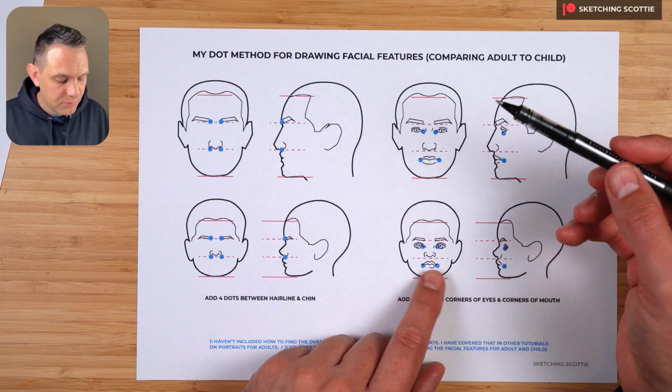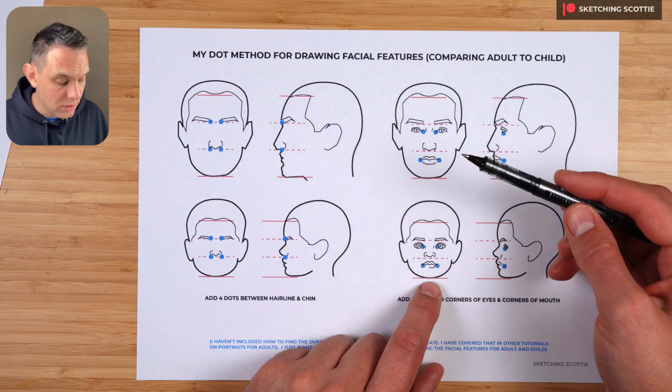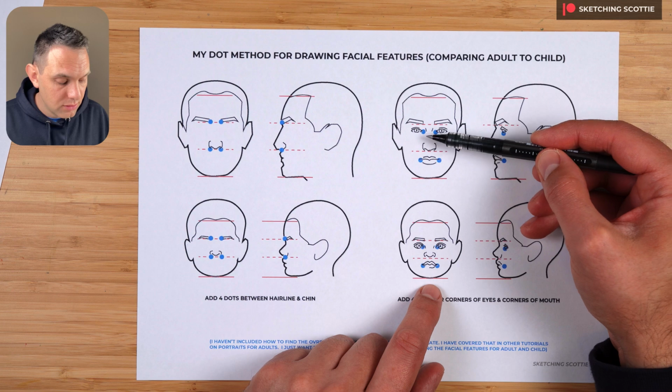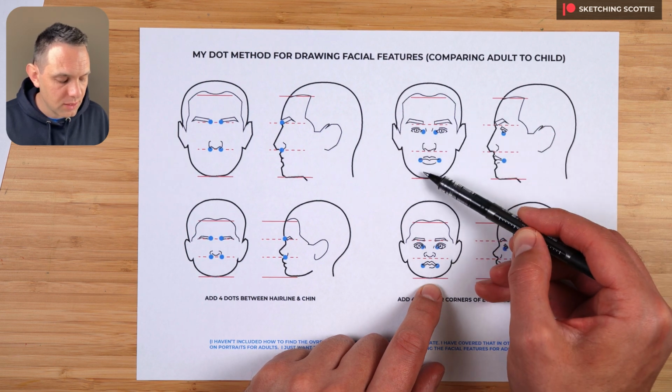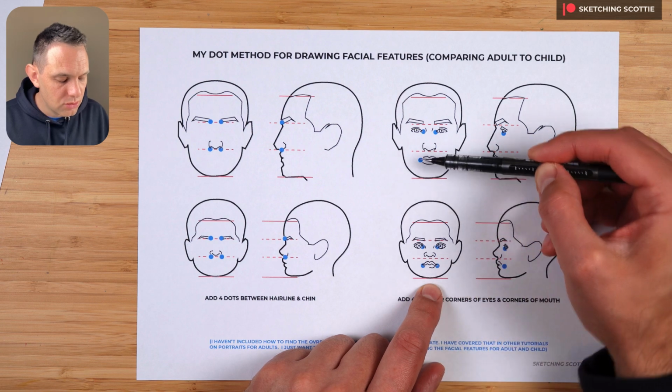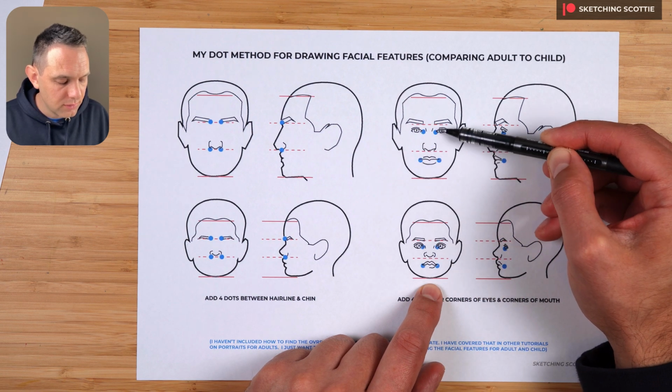And then the next step would be to do the eyes and the mouth. So usually we come up 2/3, put 2 dots, and then draw the eyes. And we come up 2/3 and put these 2 dots, which are more in the middle of the eyes.